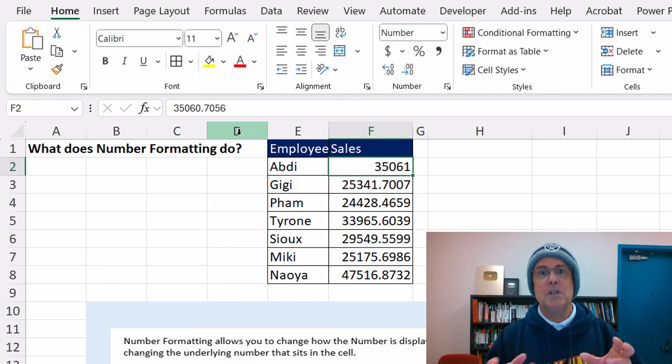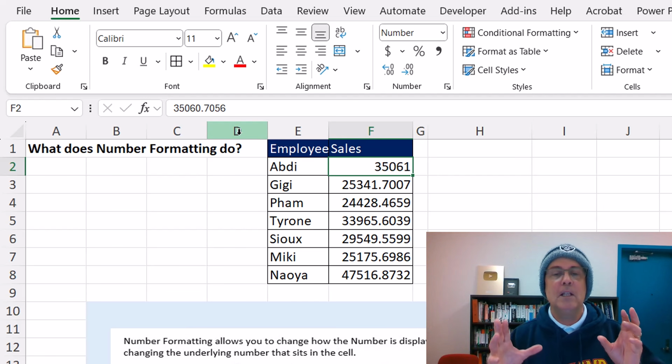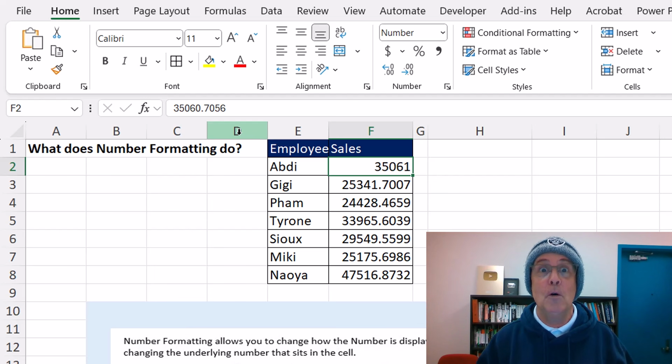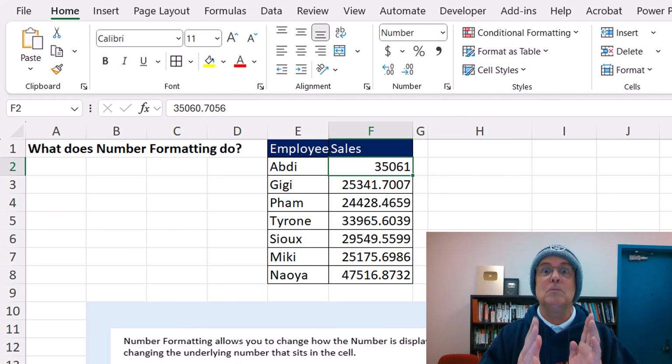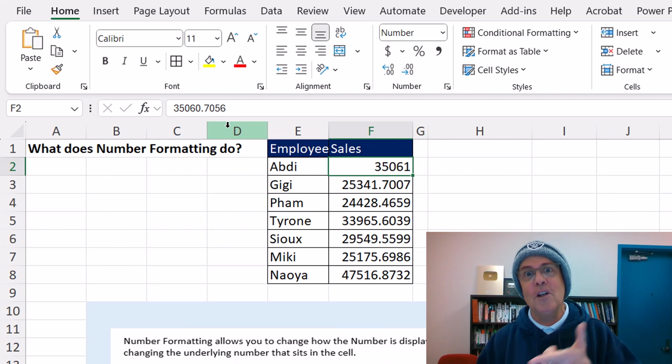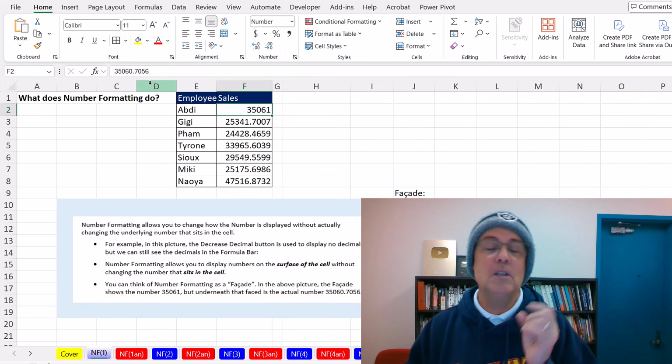And for you taking this class, you may think this is a simple thing, but most people in the world that use Excel don't know that. When they apply number formatting and all of a sudden the decimals are reduced, they think it's been rounded. It's not. And don't use that word. Don't say number formatting rounds. It just displays the number a certain way on the surface of the spreadsheet without changing the underlying number. Now let's go see the implications.